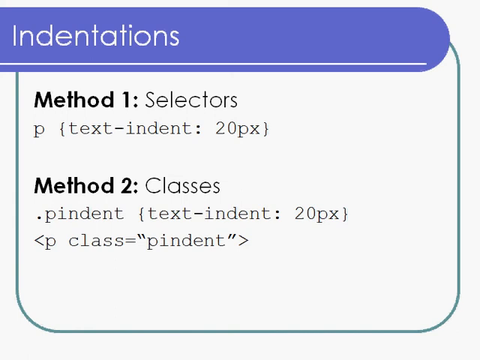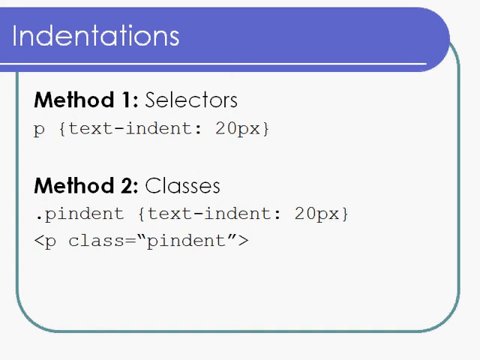Method 2 uses classes again. A class always starts with a dot and then is followed by a class name. Again, the class name is arbitrary, and I know I keep telling you that. I just want to reinforce that idea. You make up the class names. These are your own custom styles that you're creating.